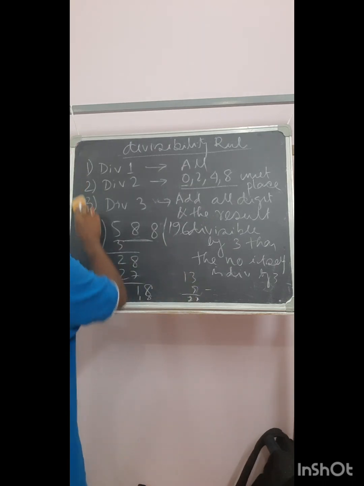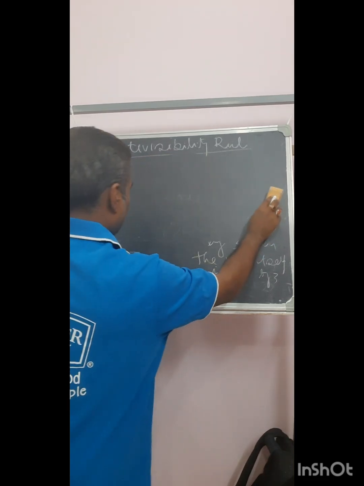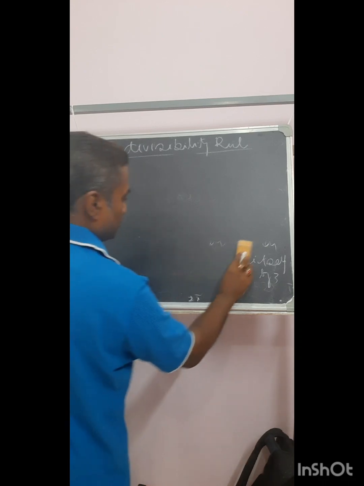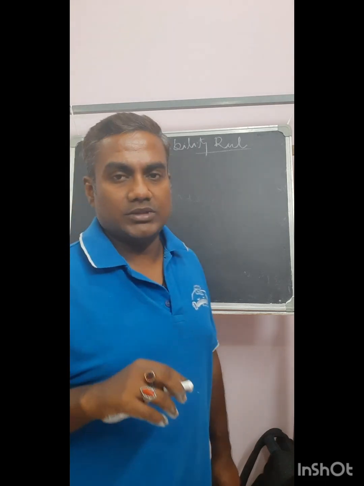So this is it for now. In the next video, for the remaining numbers, I will show what the rule is to establish that a number is divisible by some specific numbers.